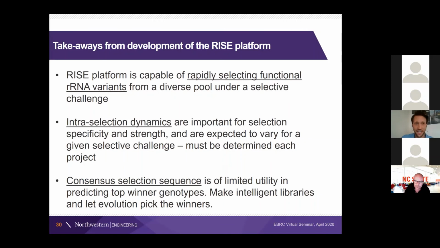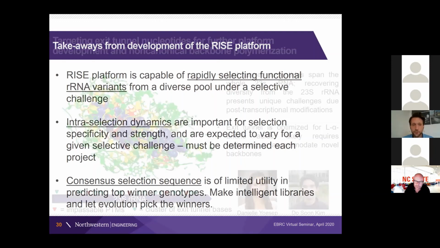Just takeaways from the RISE platform. We can rapidly select ribosomal RNA variants. The interselection dynamics are super important for specificity and strength, and you really need to determine those for any given selection you're doing. And then the consensus selection sequence is really of limited utility in predicting the winners. So you need to actually do the evolution and find out.